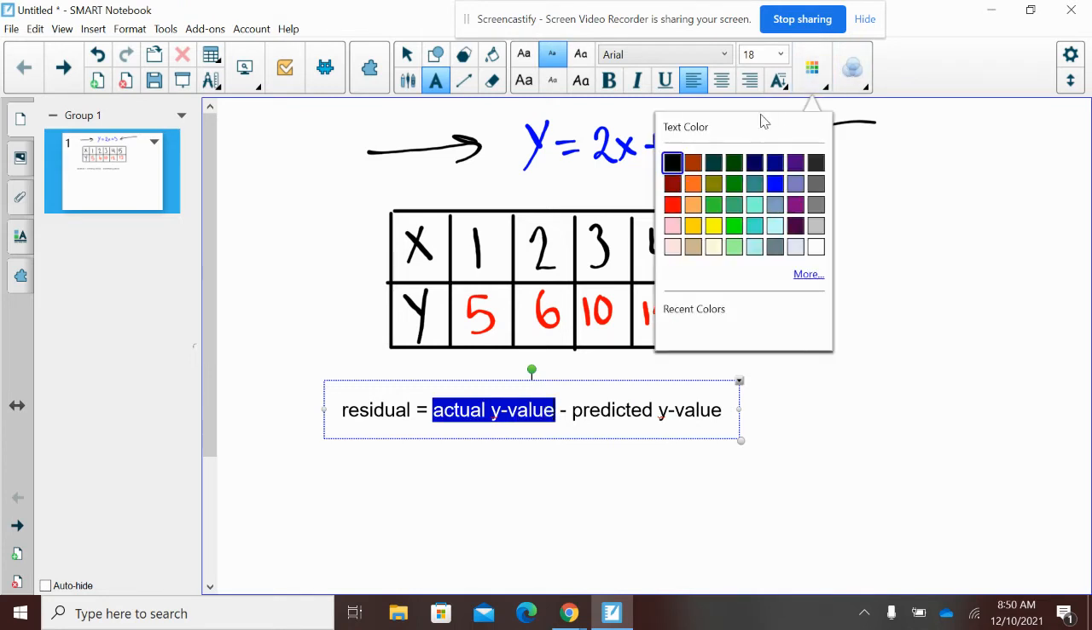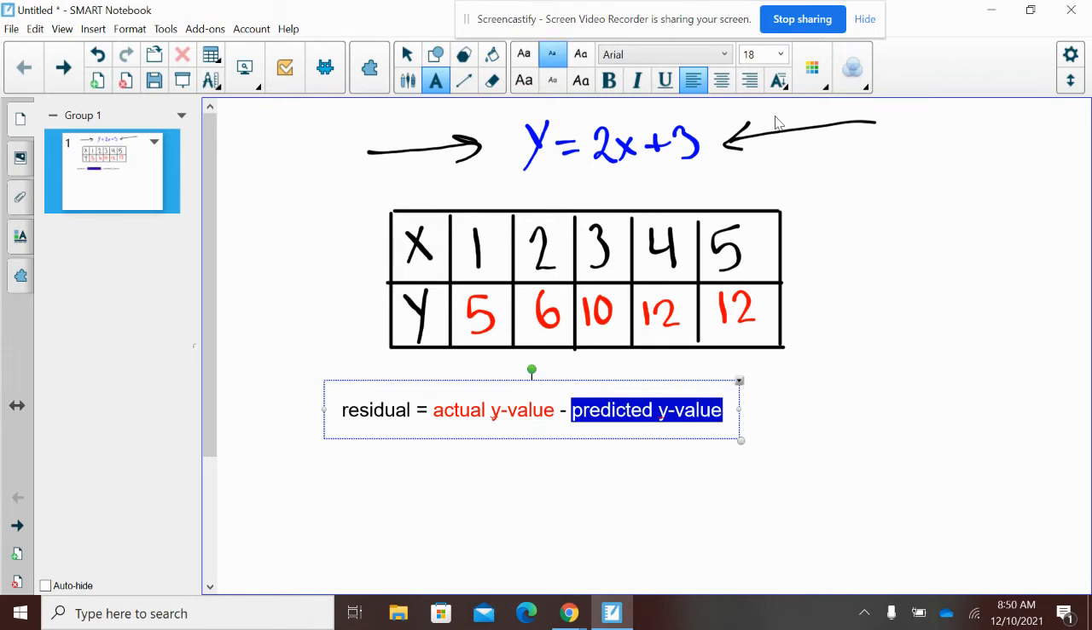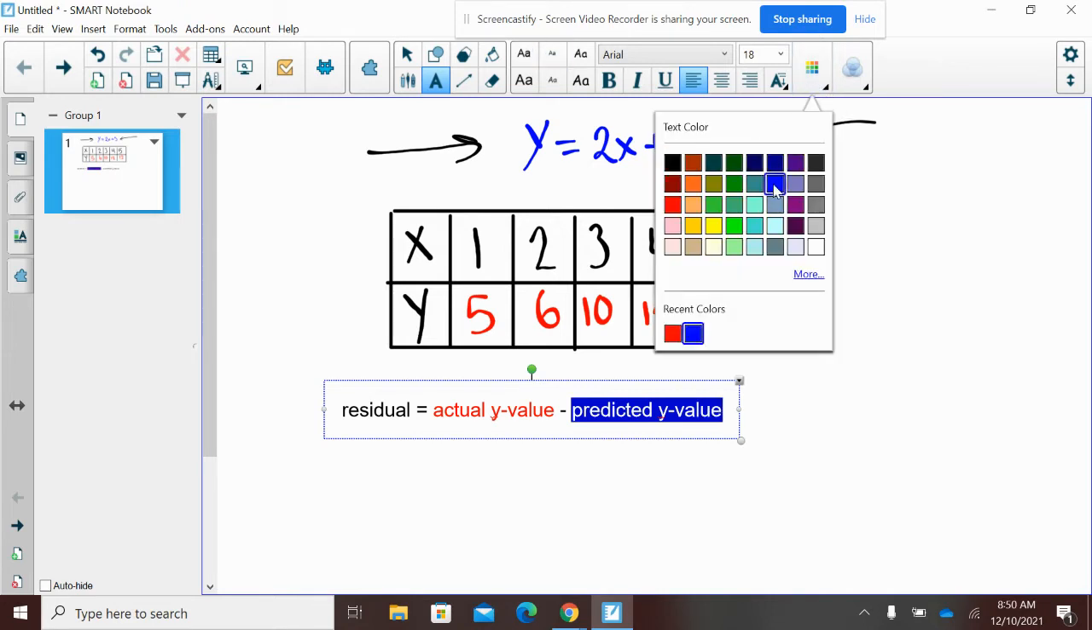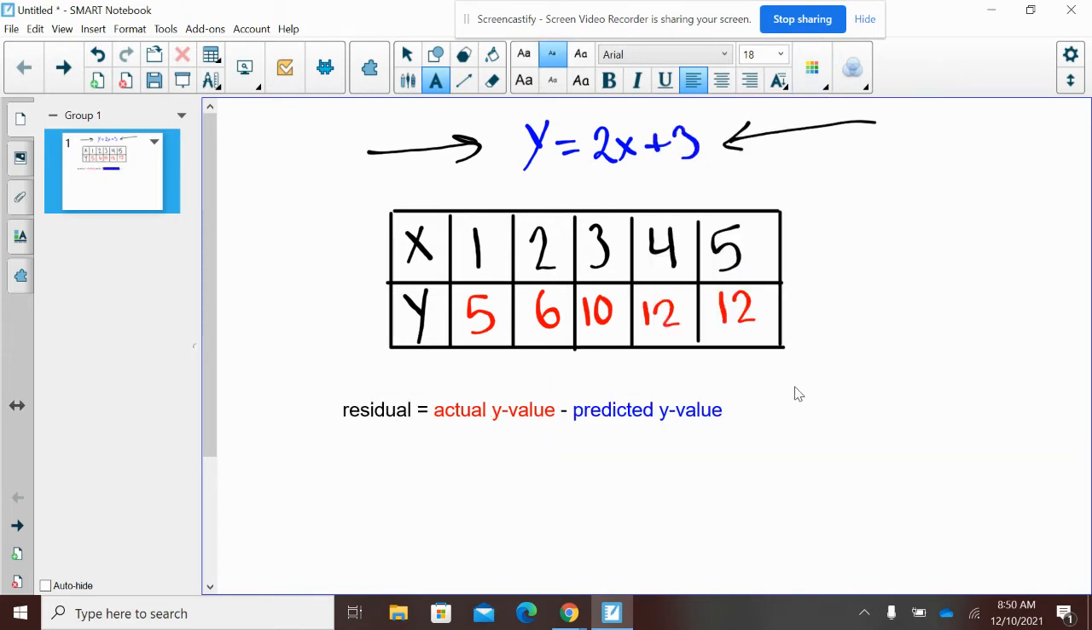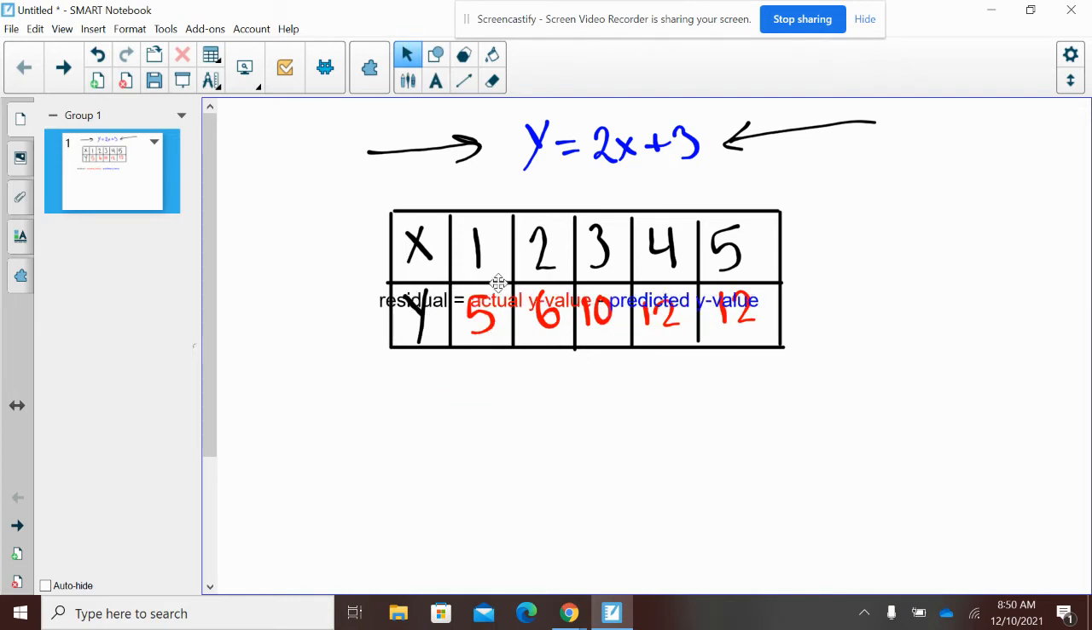So I'm actually going to change the colors of these just so you can see actual minus predicted. Okay, and I put those in red and blue for a particular reason. I'm going to move this equation right up here, and I will begin.